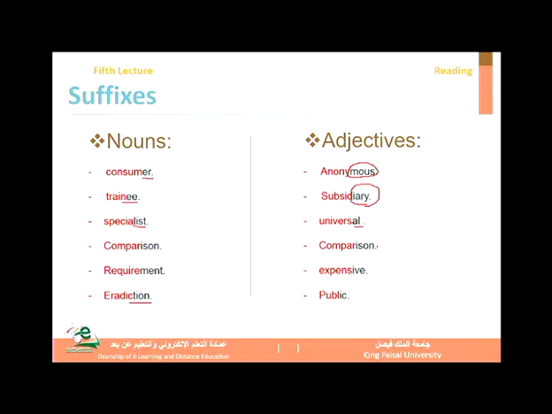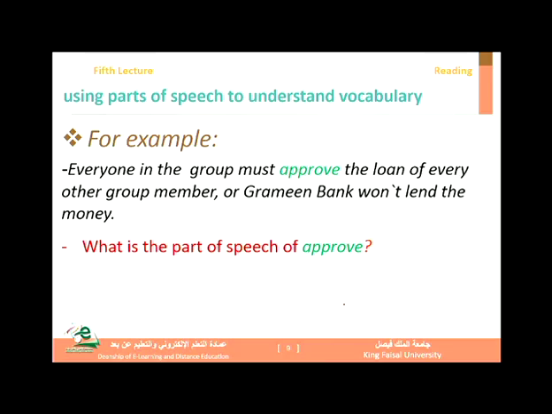Comparison, it should be comparative, خطأ مطبعي. Comparative, because it ends with TIV, so it is an adjective. Comparative معناها اختياري. Okay? شيء اختياري، شيء يعني يخولك للخيار. Expensive, it ends with IVE, so it is an adjective بمعنى غالي. Public, it ends with IC, بمعنى عام. Public, عام. Okay?